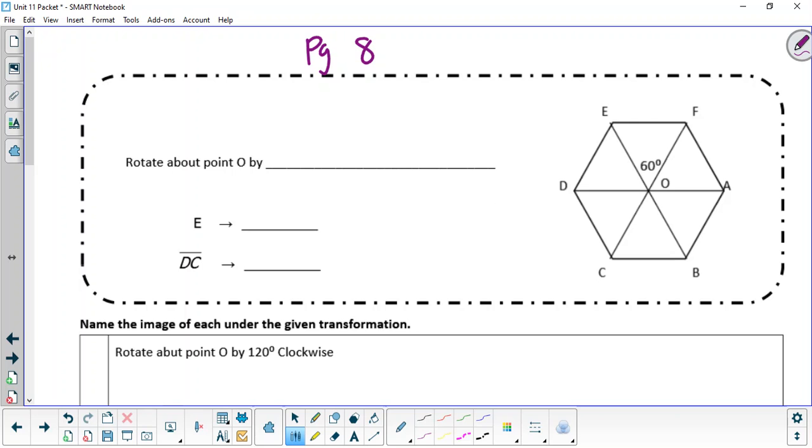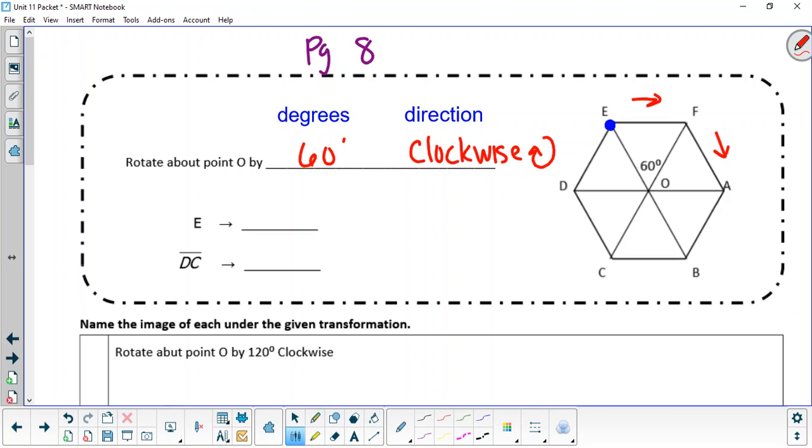So what happens here is that we're going to have this object and we're going to rotate it by a certain number of degrees in a particular direction. For this example, we are going to rotate this figure 60 degrees clockwise. Remember, think of how the clock turns. Clockwise is this way. So if we start with point E, and each jump is 60 degrees, and I'm turning it clockwise, it means I'm going in this direction, all the way around.